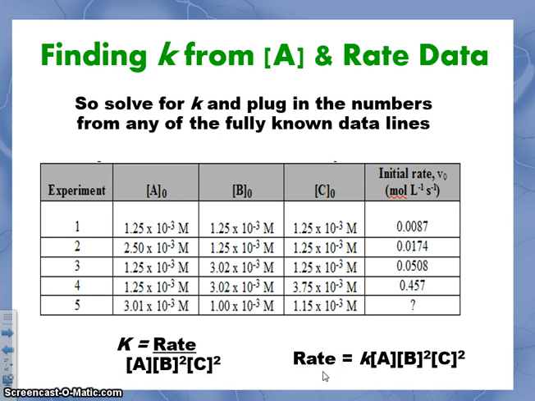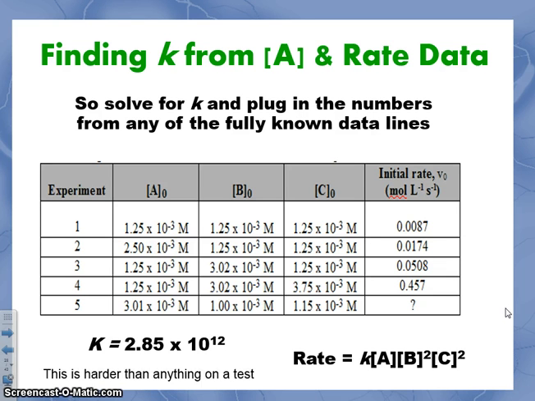So we solve for K and we plug in the numbers from any of the fully known data lines. We can use any one of these to find it. K is the rate divided by A, B squared, C squared. So K is 2.85 times 10 to the 12th. And this is harder than anything you'd ever see on a test.